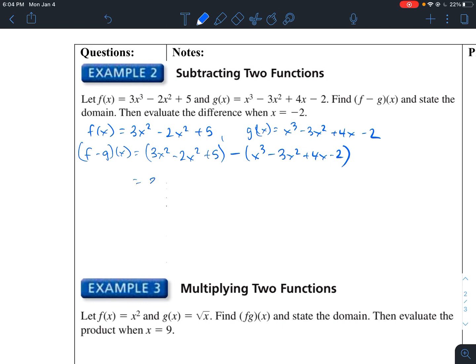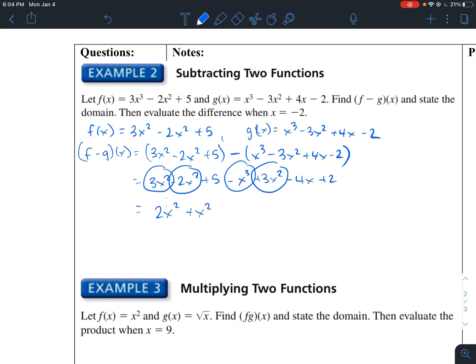So this is equal to 3x squared minus 2x squared plus 5, but now it's minus x cubed plus 3x squared minus 4x plus 2. Now I can combine like terms. So I can combine these two and get 2x squared. I combine this negative 2x squared, positive 3x squared, which is just going to be x squared. I only have one x, so that's minus 4x. And then 5 and 2, which would be plus 7. So this is f minus g of x.